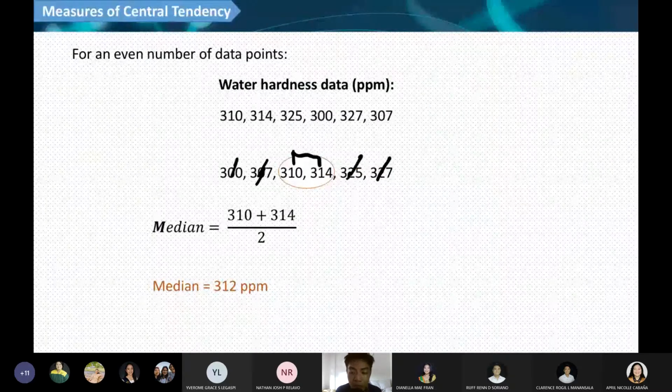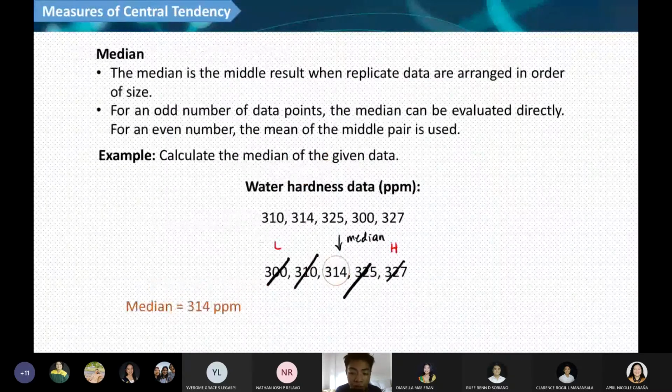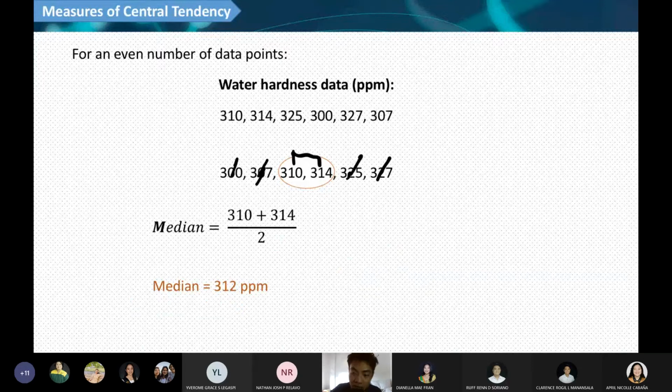Okay, so ganun lang. Again, if odd number yan, whatever is left in the middle, that's your median automatically. If yan ay even numbers, then you have to get the average of the two numbers in the middle of your measurements, okay? Of your data set. So, ganun lang.